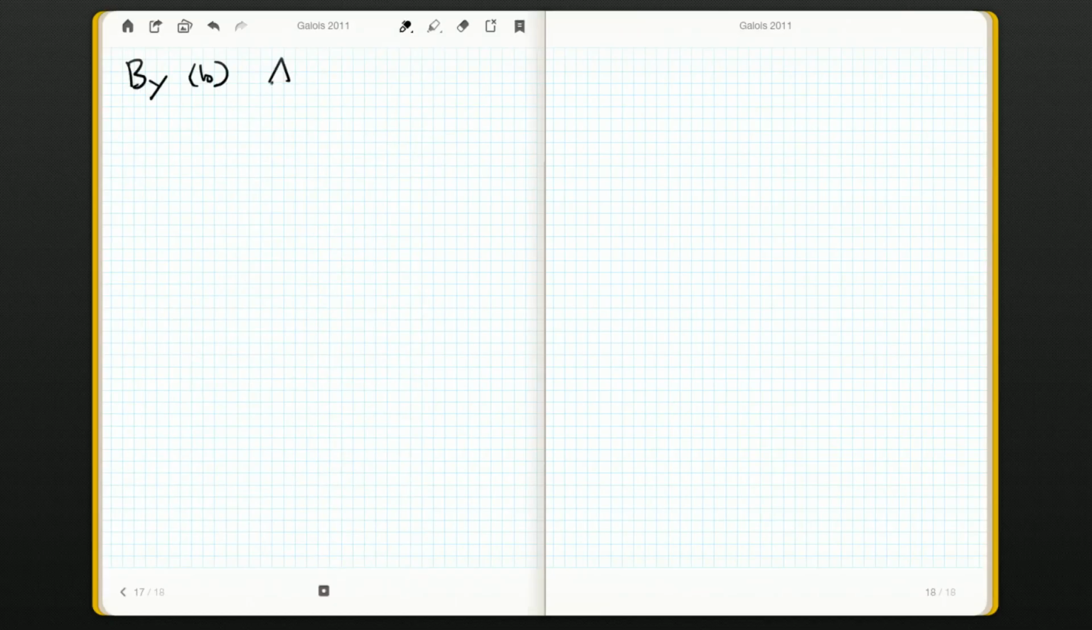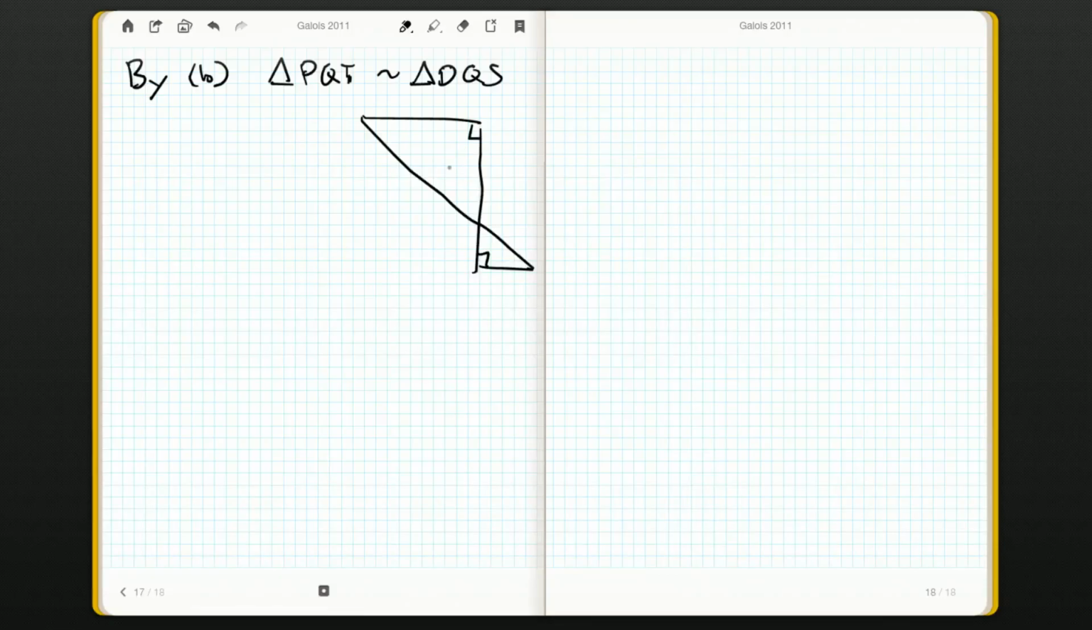So from B, we know that PQT is similar to, what were they? DQS, I believe. Okay. So we know this is 9, this is 7, this is 12, this is 15.